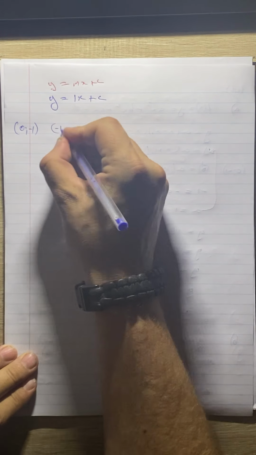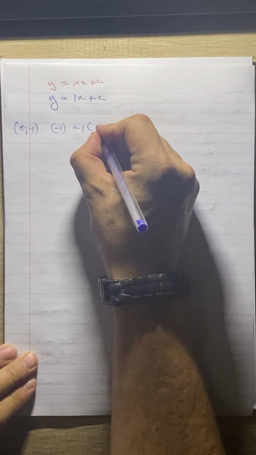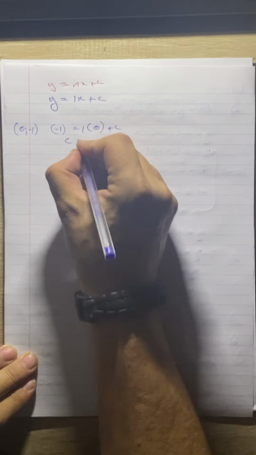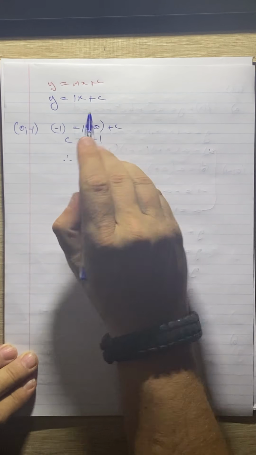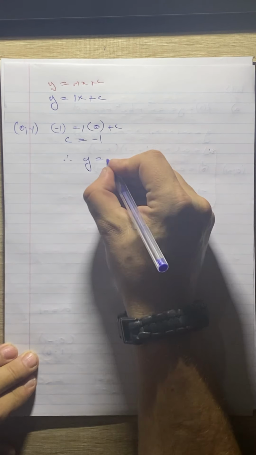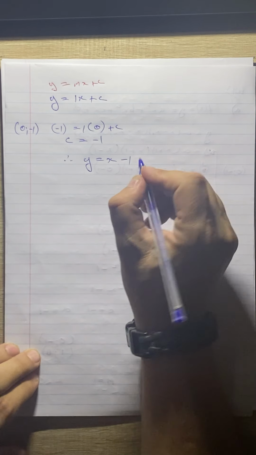So y is minus 1 equals 1 times 0 plus c. So that means that c is equal to minus 1. Therefore, y is equal to, now I don't have to write 1x, I can just say x minus 1. And that is the equation of that straight line. Okay.